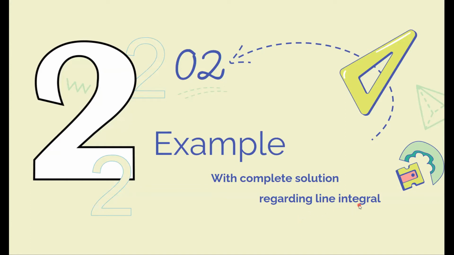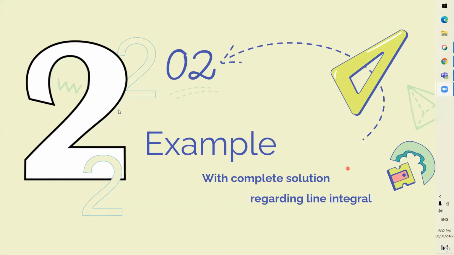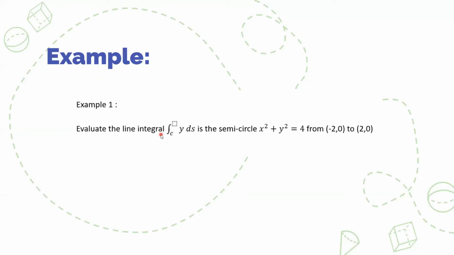My name is Soh Teck Wei, and today I want to discuss an example with a complete solution regarding line integral. So this is our example. Evaluate the line integral of y ds, where the path is the semicircle x squared plus y squared equal to 4 from (-2, 0) to (2, 0).